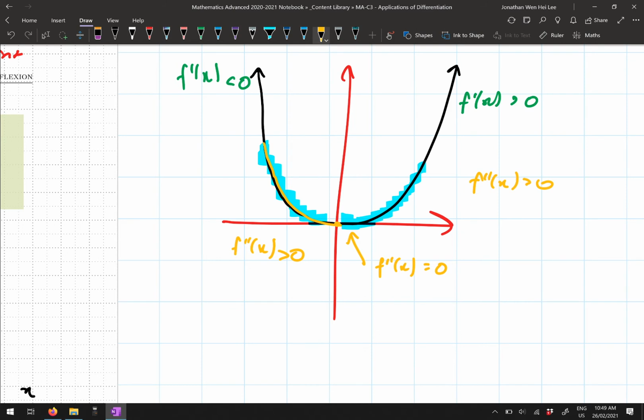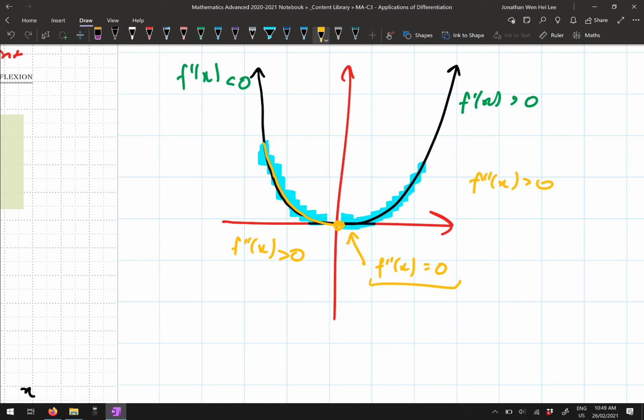So this point here, this point at the bottom, is not a point of inflection. Because notice on both sides, we have concave up, concave up. Isn't it a local minimum? It's a local minimum for this one. But this is not a point of inflection despite the fact that we've shown that f double dash x is equal to 0. Does everyone see that?